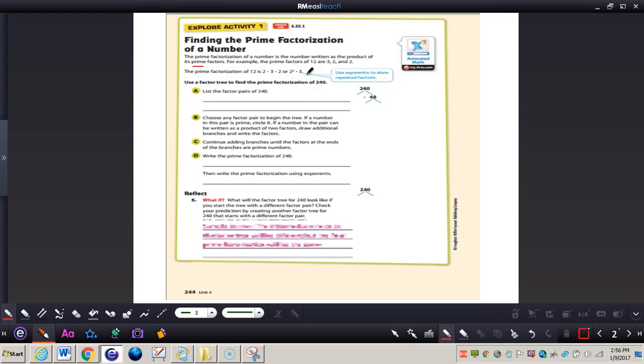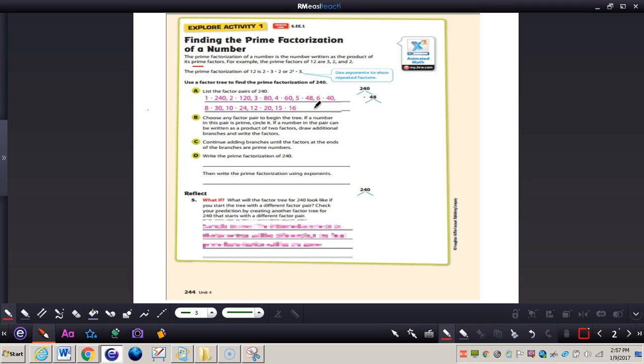So let's take a look at, first of all, letter A. It says list the factor pairs of 240. So these are all the numbers that can be multiplied to get to 240. So we can see all the factor pairs of 240. In other words, these are all the numbers that can go into 240.